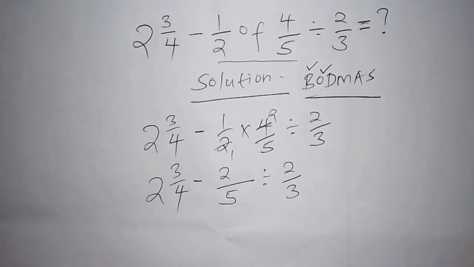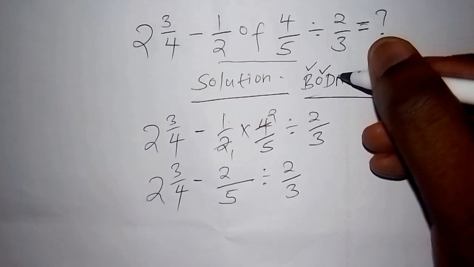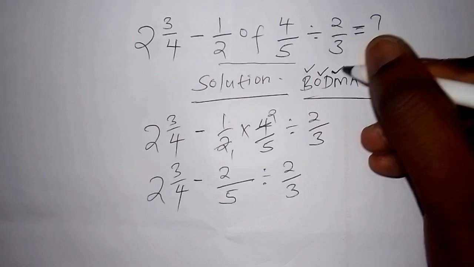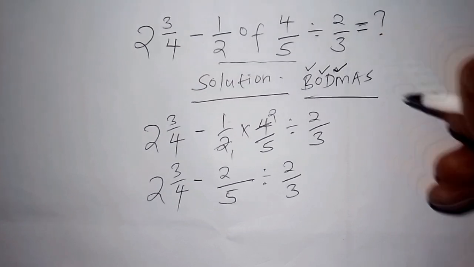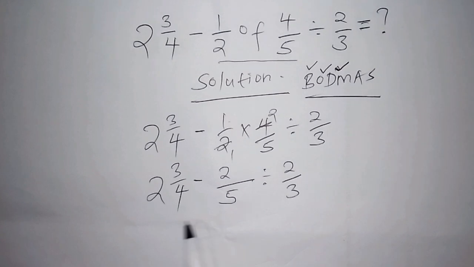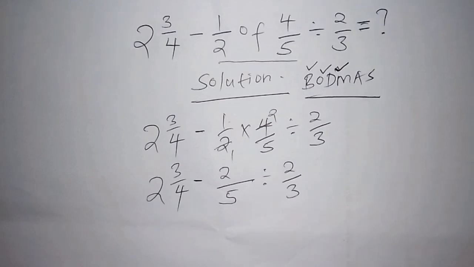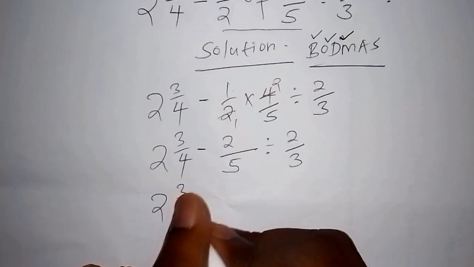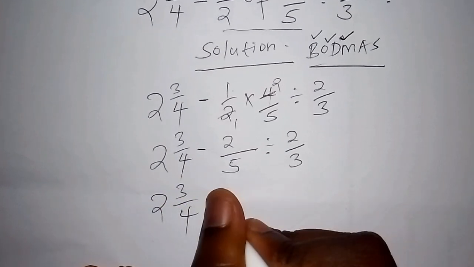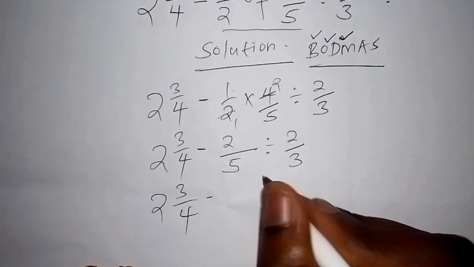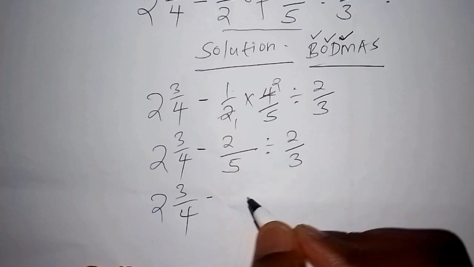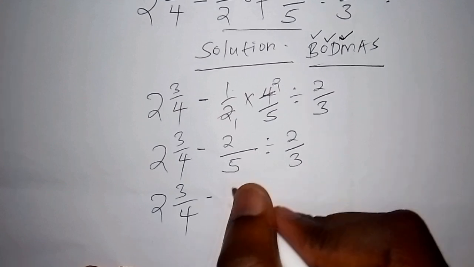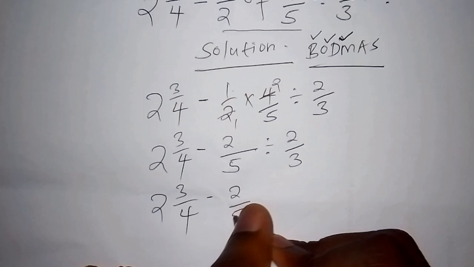So what's the next step? Don't work out your own way, because the next step that will guide us is D. And what does D stand for? D stands for division. So we need to work out the division. Now we have the division here, so let's work it out. This means that we shall write 2 whole and 3 over 4, then minus, and we shall have to divide 2 over 5 by 2 over 3. So we shall write 2 over 5.